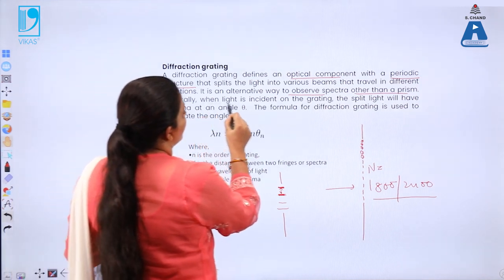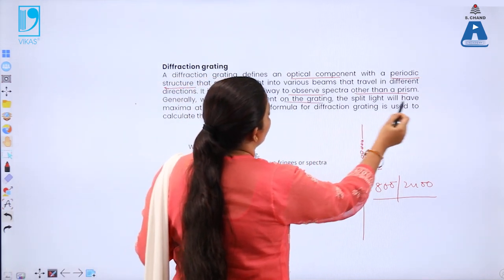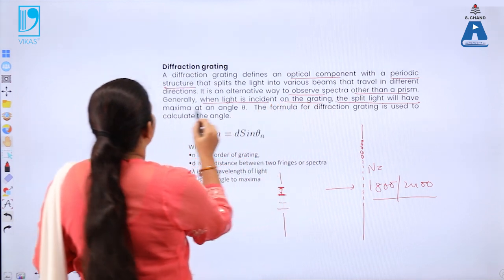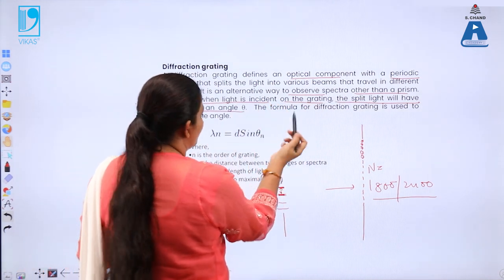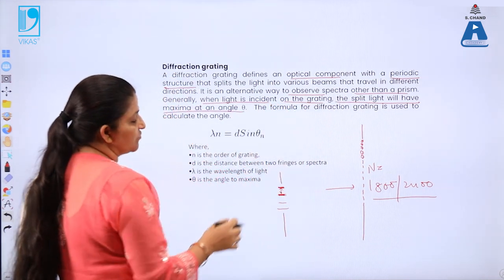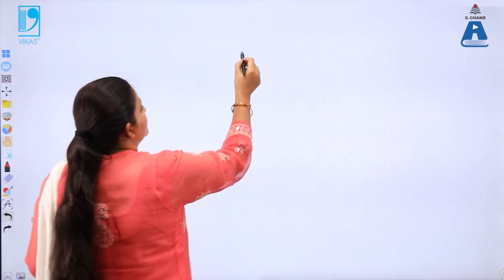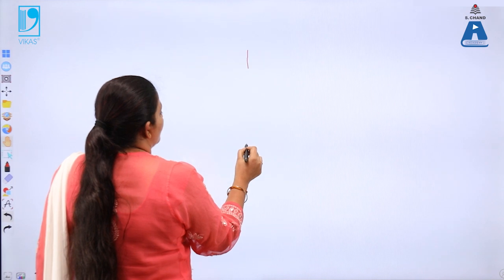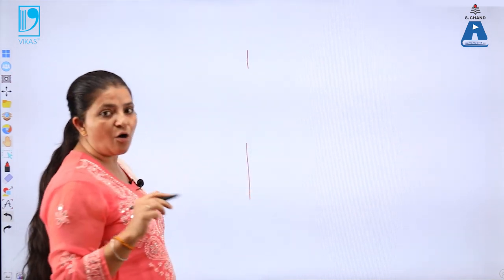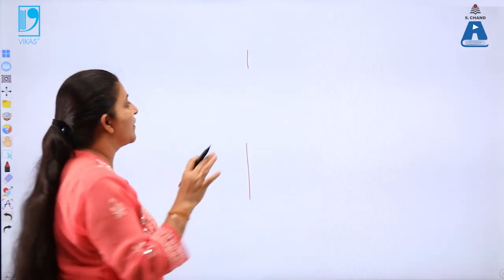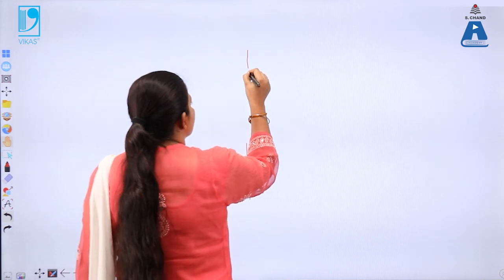Generally, when the light is incident on the grating, this light will have maxima at an angle theta. We know that. That means in the case of this diffraction pattern, if this is a grating over here, instead of a single slit we are now placing a grating. So when the grating is placed, what is the grating here?